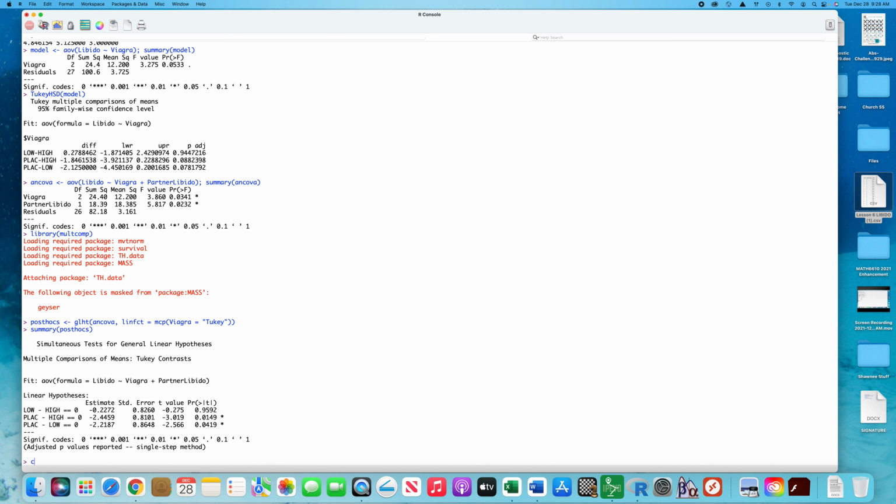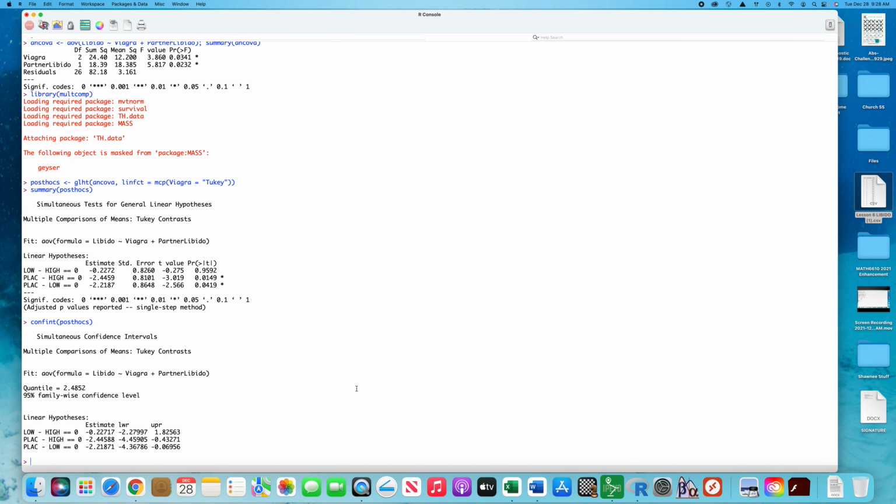Now, just throwing it in here, we can look at the confidence intervals, and again, notice that the confidence interval that is not statistically significant contains 0. The two that are statistically significant do not contain 0.